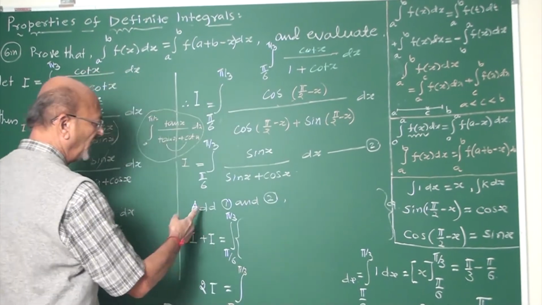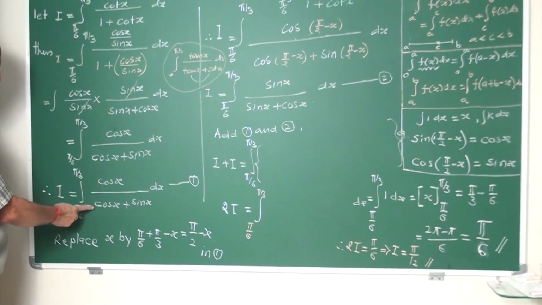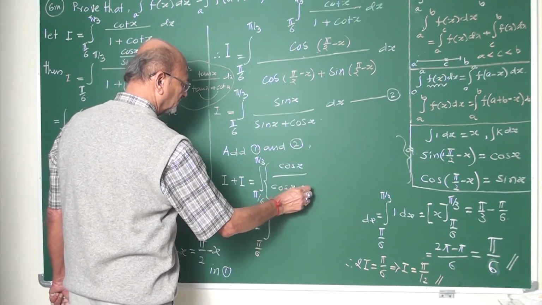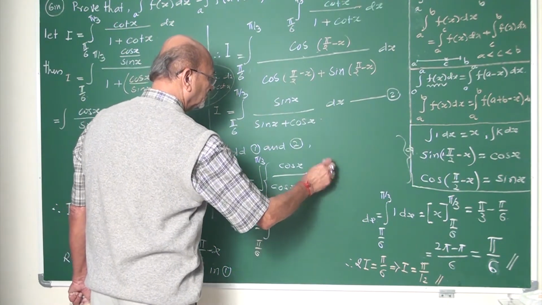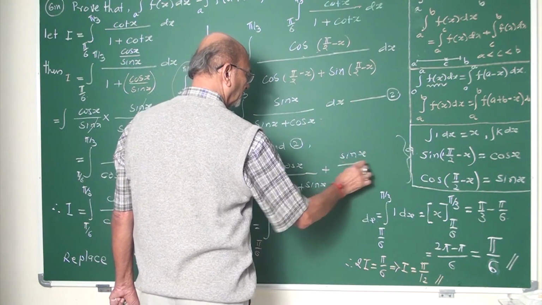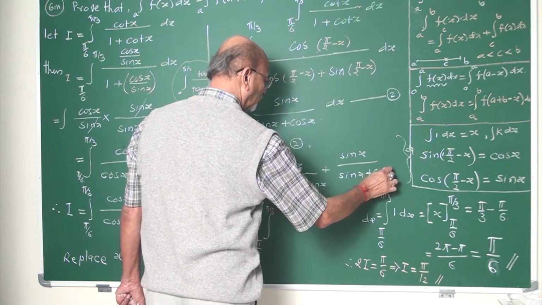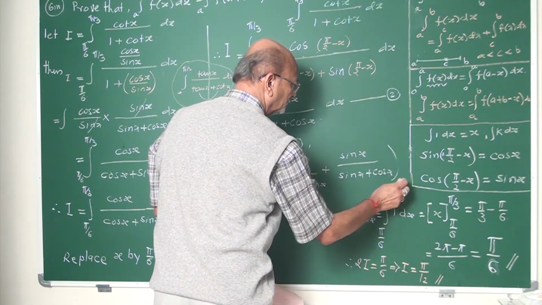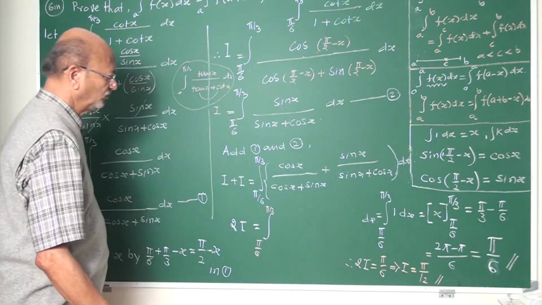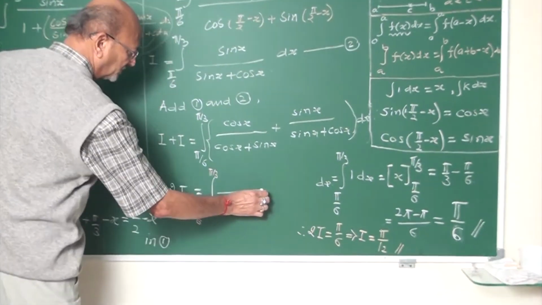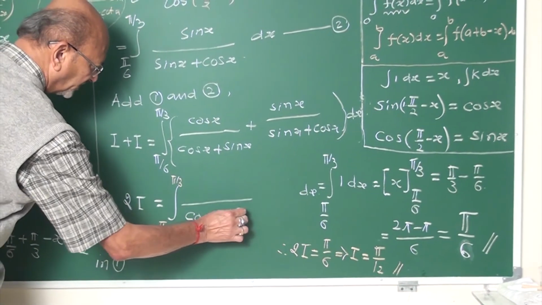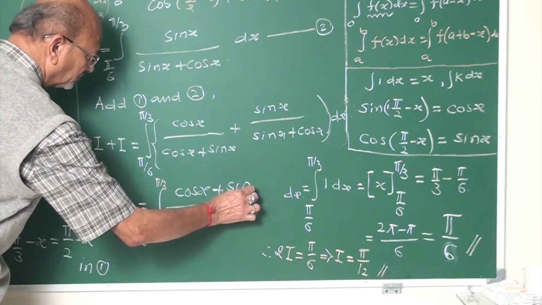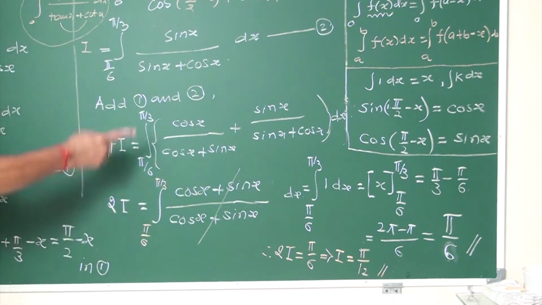Yes, my friend, this is 2. Add 1 and 2. What is 1? Integrand is cos upon cos plus sin, cos x upon cos x plus sin x, plus the second, sin x upon sin x plus cos x, into dx. Further, what is the LCM? A plus B, B plus A means A plus B is the LCM. Cos x plus sin x. What is the numerator? It is also cos x plus sin x. Yes. Cancellation gives 1.